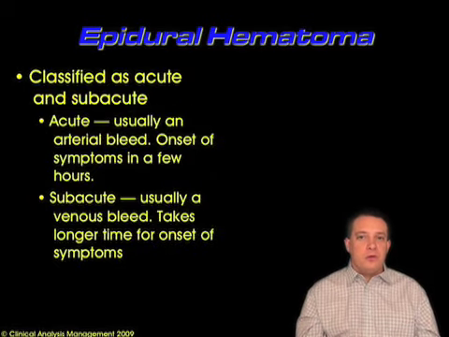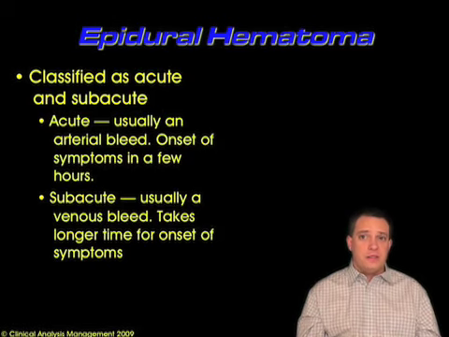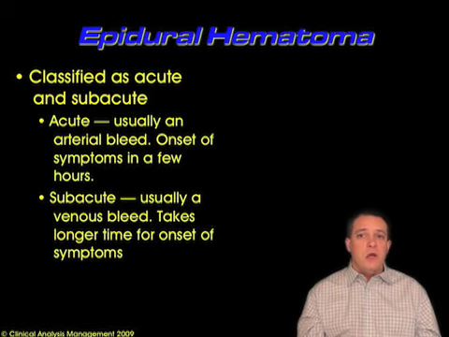Now, when we talk about epidural bleeds, we break them down into two phases, acute and subacute. Acute bleeds are usually arterial bleeds, and we usually see symptoms within the first couple hours, whereas a subacute bleed is typically a venous bleed, and this takes a lot longer to show up, so this is a much slower type bleed than the acute bleed.